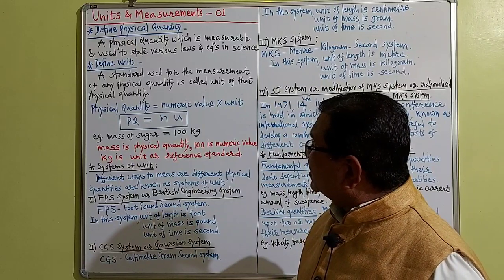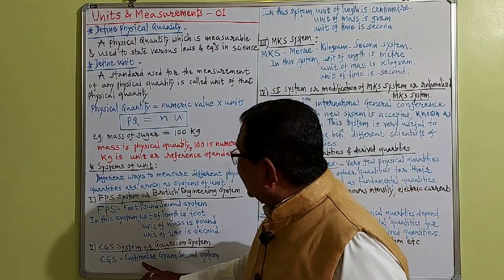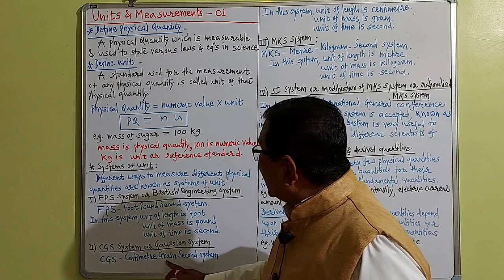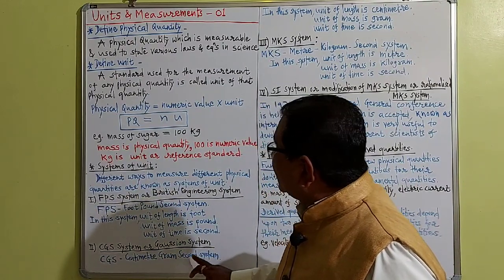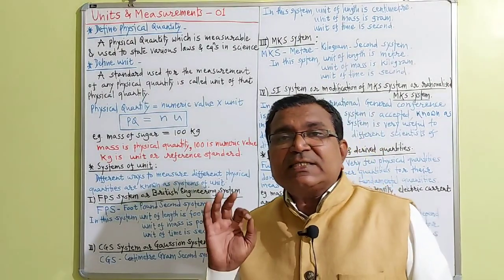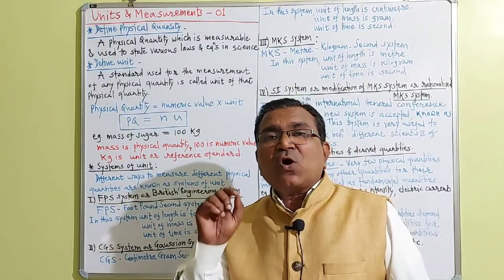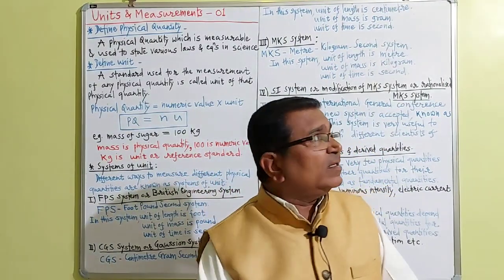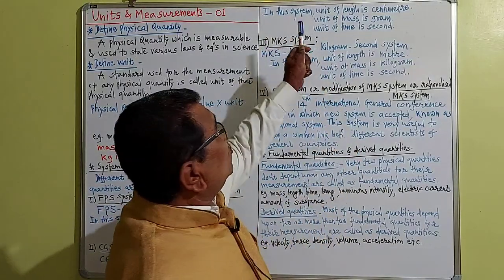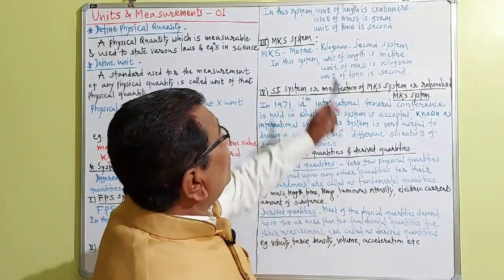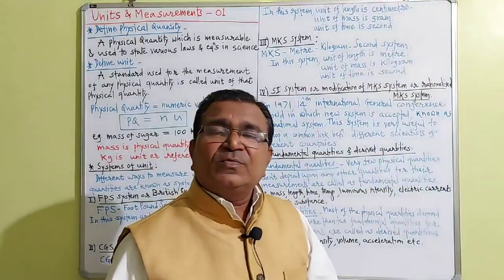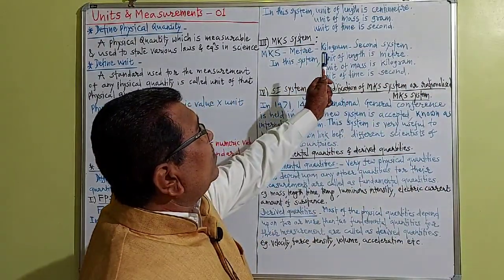Gaussian system. C is centimeter, G is gram, S is second: the centimeter-gram-second system. It is called the CGS system or Gaussian system. Here, the unit of length is centimeter, the unit of mass is gram, and the unit of time is second.